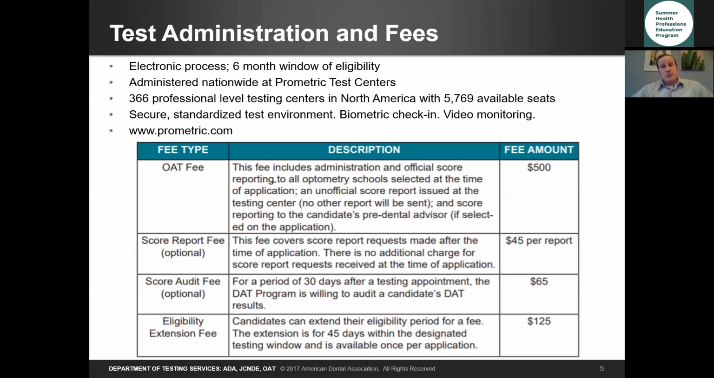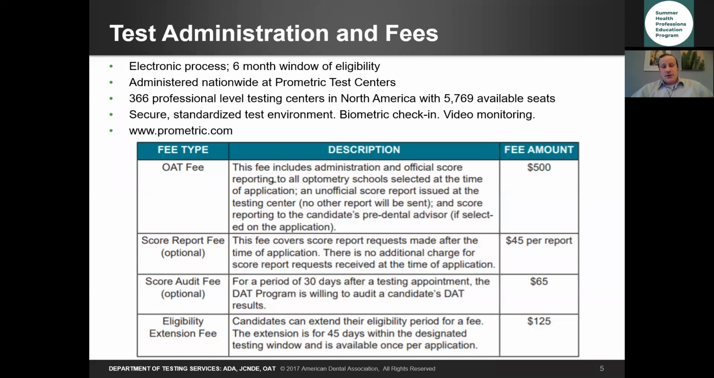If you want to add schools later after you've submitted the application, even if it's before you've taken the test, as long as it's just after you submitted your application to take the OAT, it's $45 per school. And a lot of times people will ask if it will seem strange to the optometry schools to get scores for someone who has not applied to their program. If you don't apply, my guess is that the schools will never know that they received your scores, because they will not have a reason to look for them in the system we use to disseminate scores.